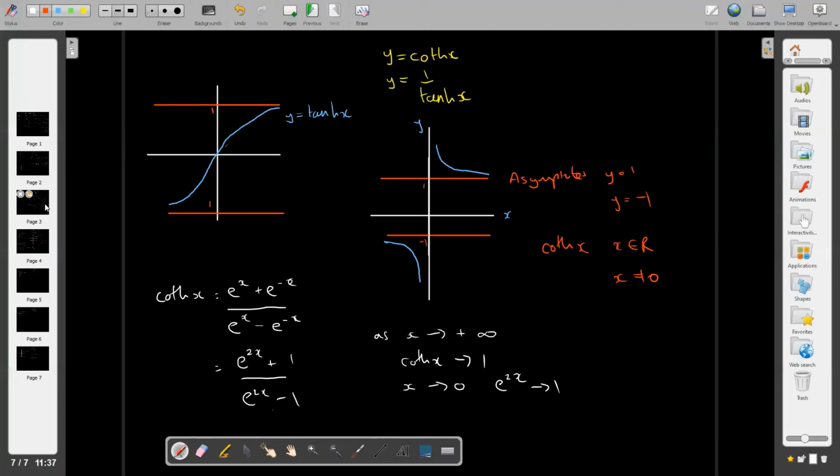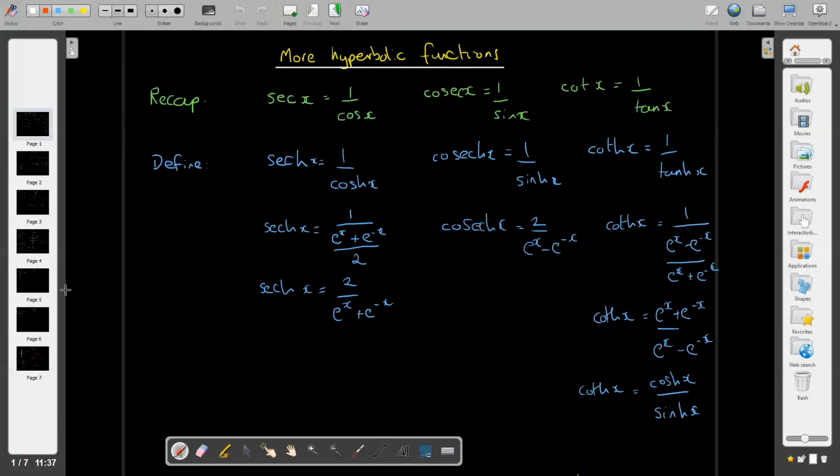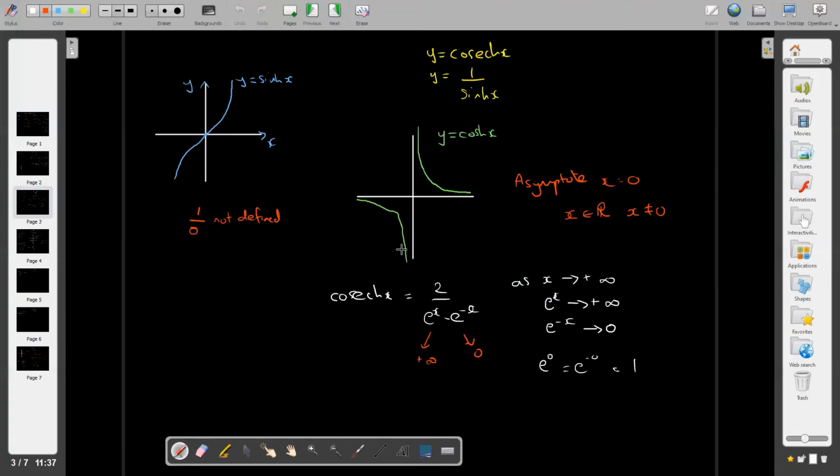Okay, so let's quickly look at them all again. There's our basic definitions. Sech is 1 over cosh, cosech is 1 over hyperbolic sine, coth is 1 over tanh. Some people say shine and fan, which I just don't do. So there's the graph of cosech. It looks a bit like a hyperbola. We've got an asymptote at x equals 0. Its domain is any real number apart from 0.